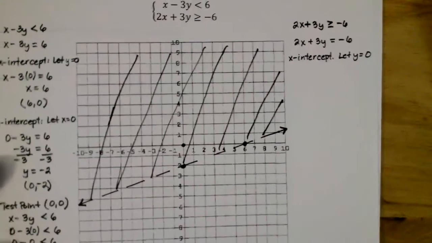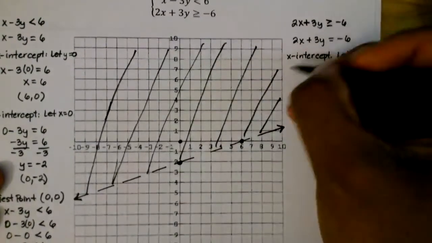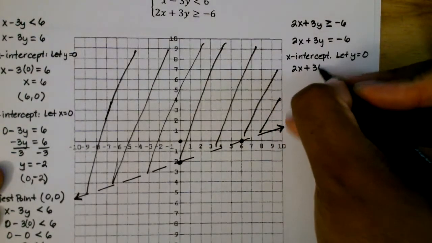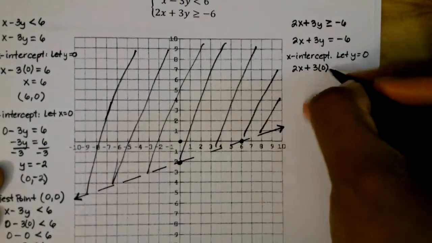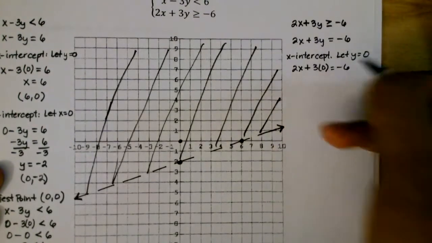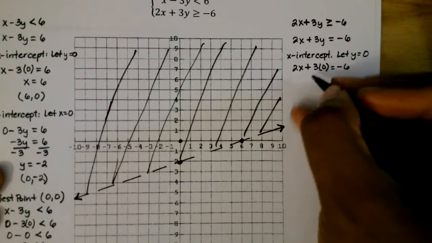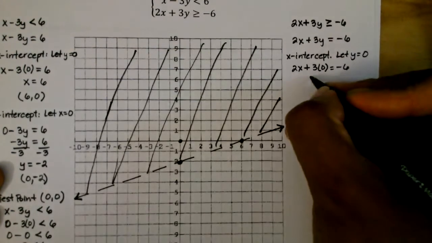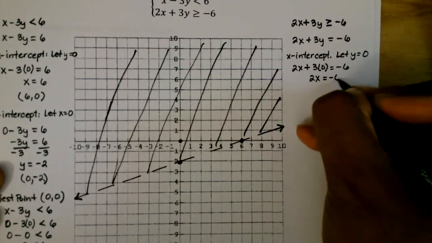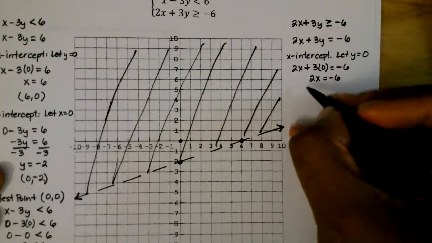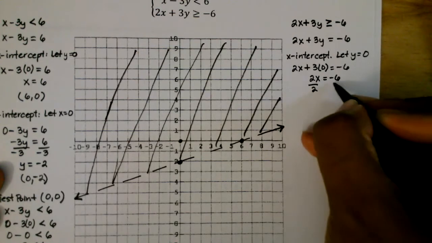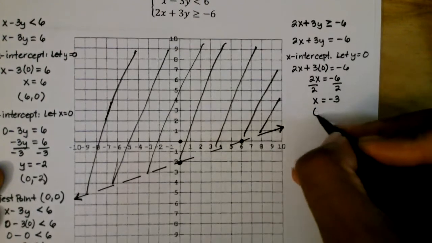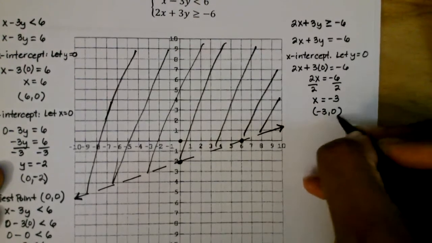So in this case here, bring down the 2x plus, substitute the 0 in for y, so 2x plus 3 times 0 is going to be equal to negative 6. And what will happen here is that 3 times 0 will be 0. So I'll be left with 2x equal negative 6. Then divide both sides by 2. You'll get x is equal to negative 3. So my x-intercept will be negative 3, 0.